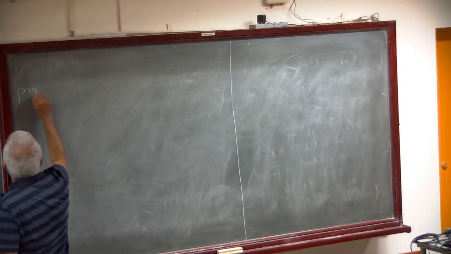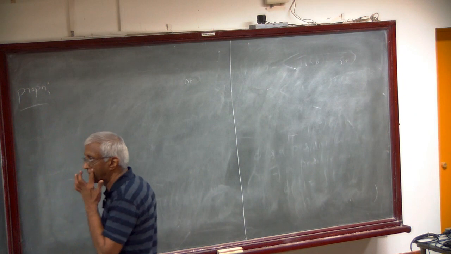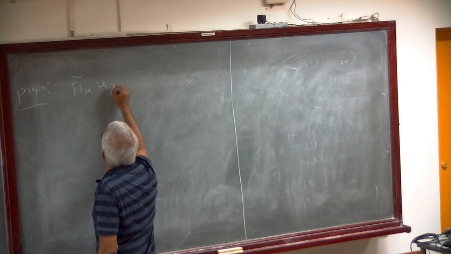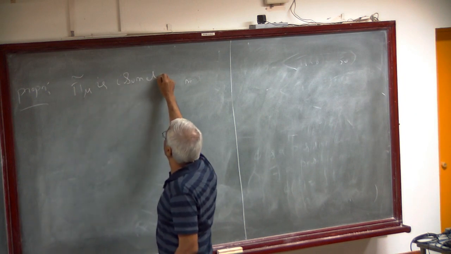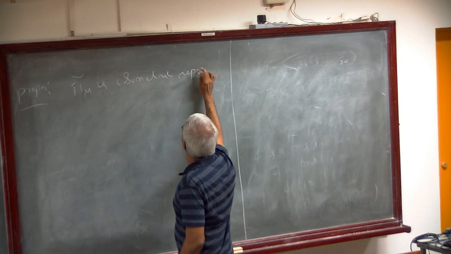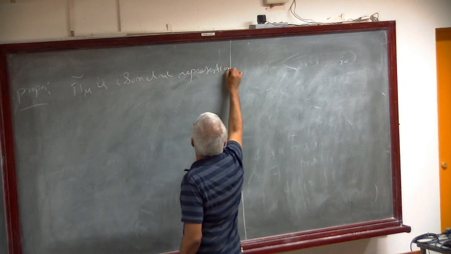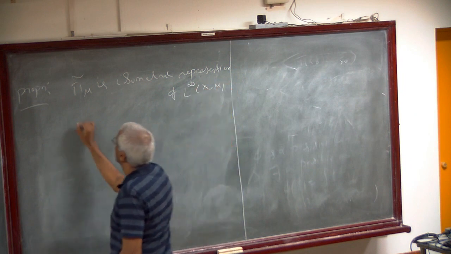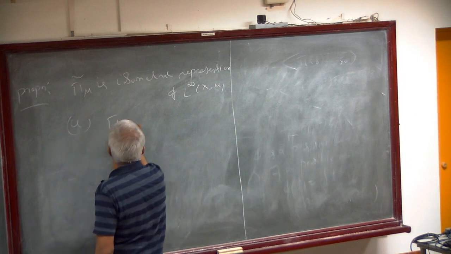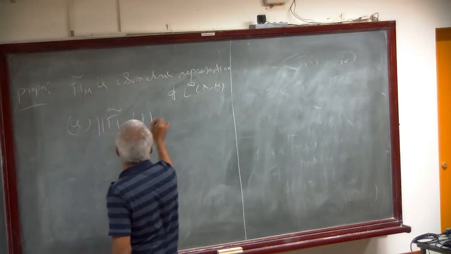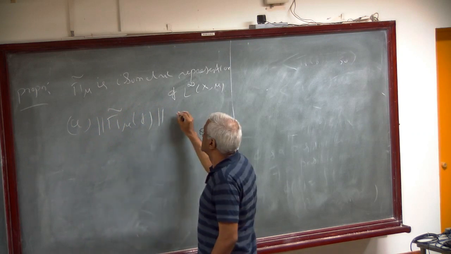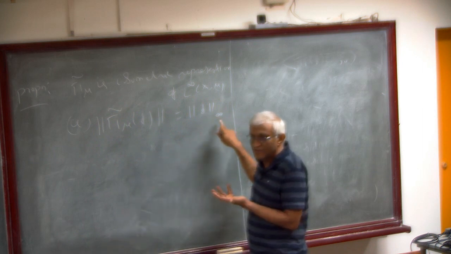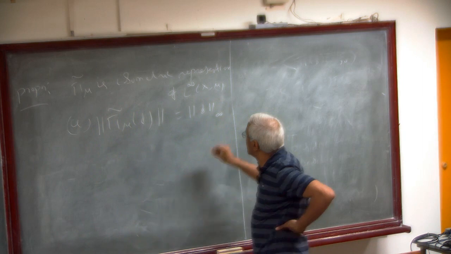But this will be something more. Proposition. Pi mu tilde is an isometric representation of L infinity. That is, the operator norm of pi mu tilde of f is equal to the L infinity norm of f. Here I use the same thing. See that this is not correct actually.